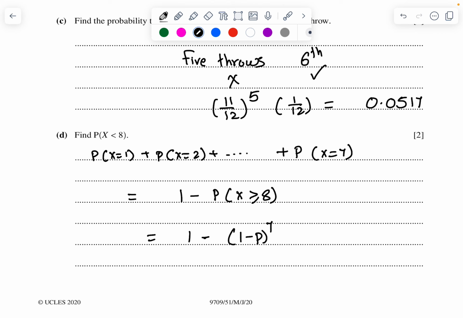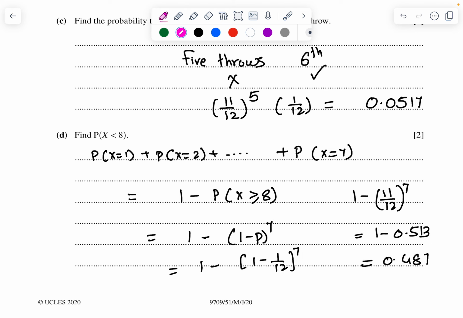So that is 1 minus (1 minus p) to the power of 7, which is 1 minus (11/12) to the power of 7. Simplifying, 1 minus 0.513, which is 0.487.